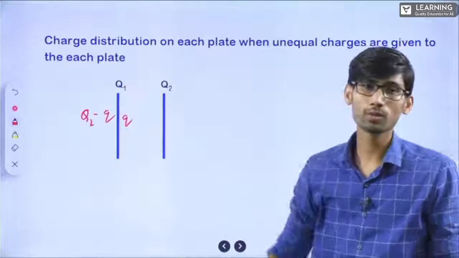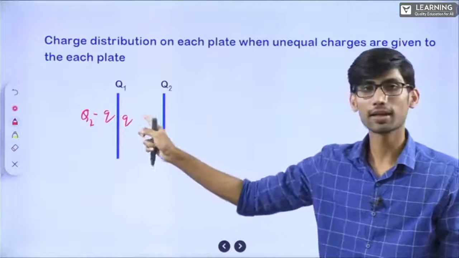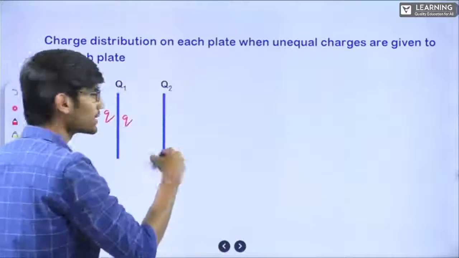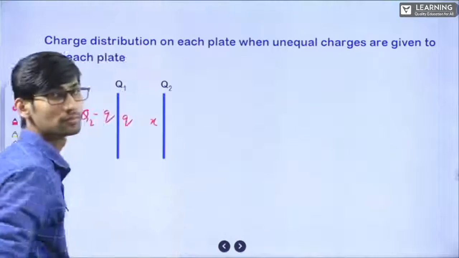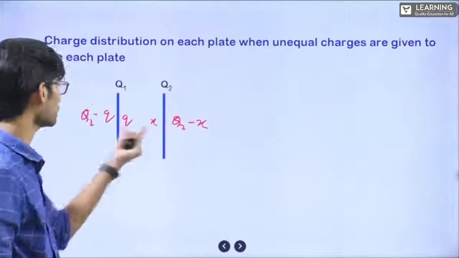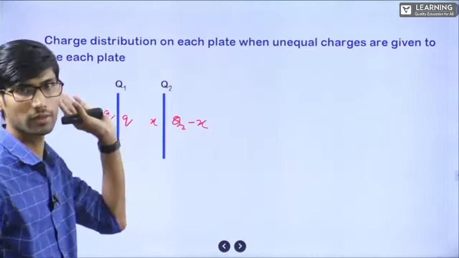Total charge has to be Q1. Charge, let's say inside came as Q, outside Q1 minus Q. Here inside, let's say some charge X has come. Outside it will be Q2 minus X. Total should be Q2, correct?